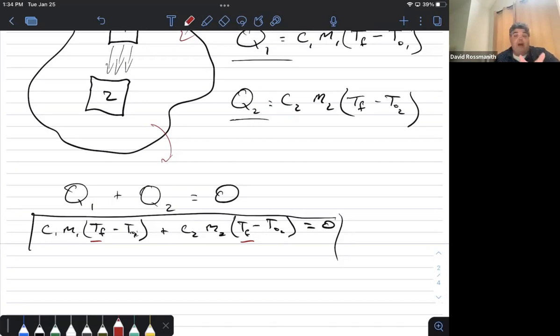Calorimetry is split into two halves. This is the first half. And this is two objects, or however many objects. I could have 10 different objects in the system. It doesn't have to be two. I would just have 1 + 2 + 3 + 4 and so on. However many things are in there.